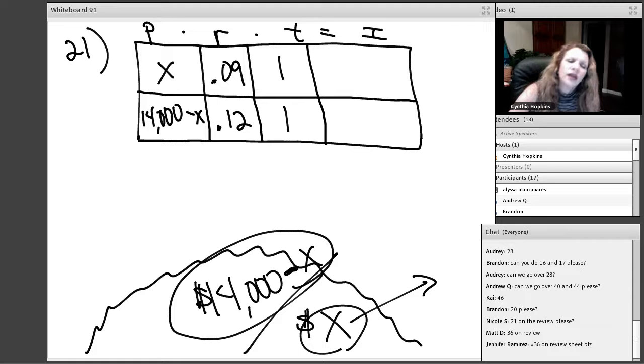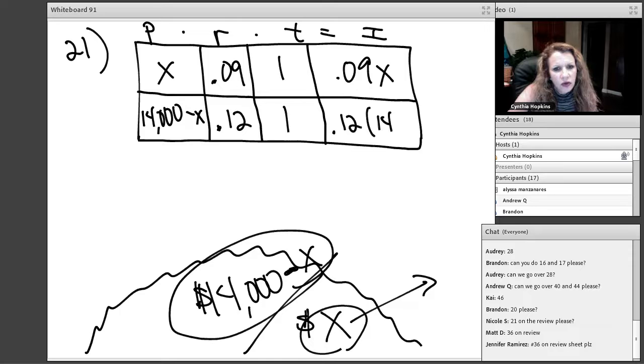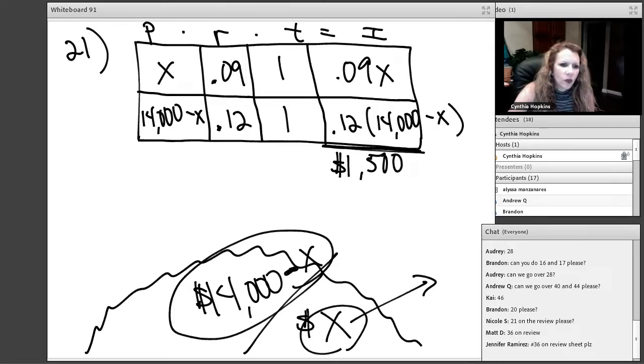Okay, so now don't I have 3 boxes in my row? I'm going to multiply them all together to get my interest box. So 0.09x when I multiply those all together, and then 0.12, the quantity, 14,000 minus x. Now there's one thing I haven't put in yet in my equation, or from my words rather. It says how much should be invested at each rate in order to yield an annual interest income of $1,500. That's total interest, and so that goes at the bottom of the interest column. Okay, and then without even having to think, there is my equation.